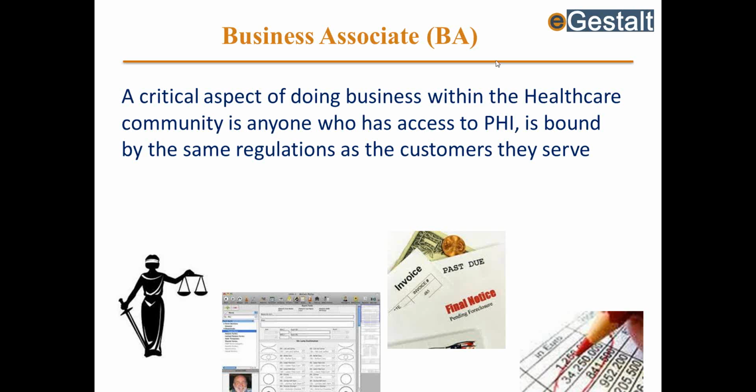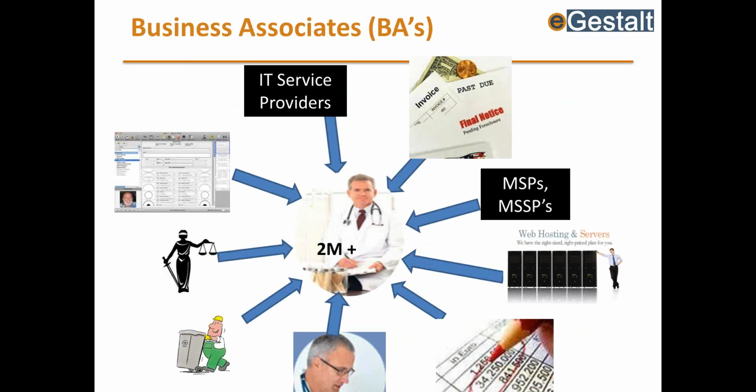And so what that implies is that the kinds of entities that are construed to be BAs could be any of the following. It could be an IT service provider, it could be a hosting provider, attorney, accountant, garbage collector, etc., etc. MSP, if you're an MSP that is responsible for managing IT infrastructure of customers who are covered entities, then you are, by definition, a business associate. So, and there are about 2 million plus business associates right here in the US, just so that you know, in terms of sheer numbers.